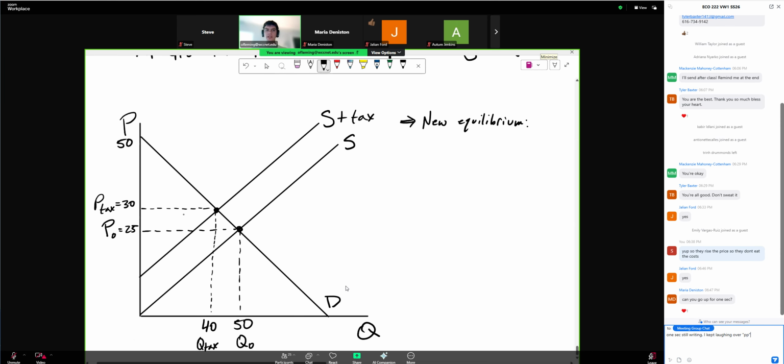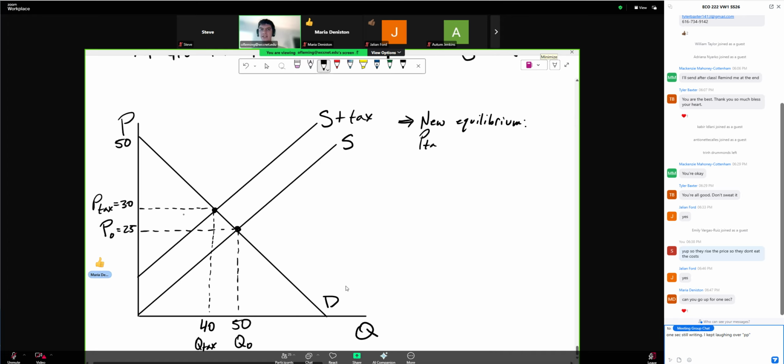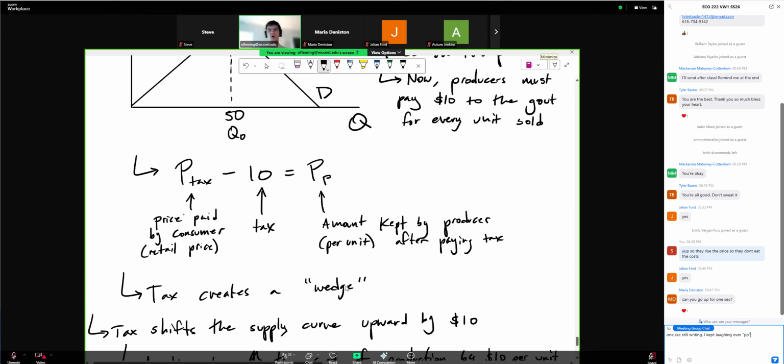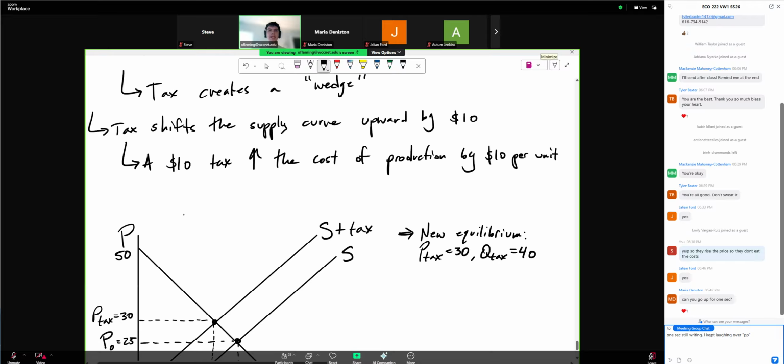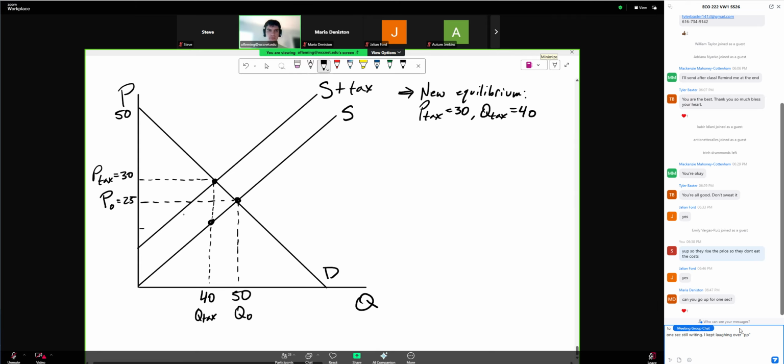Thanks, Jaylee. Okay, so the new equilibrium is going to happen where P tax is 30 and Q tax is 40. Now notice what this means: after the tax is put in place, if you go to the store and look at the price at the store, it's $30, and there are 40 units transacted in the market. But when consumers pay $30, firms do not get to keep that whole amount. They only get to keep 30 minus whatever the tax is. That's the whole point of this formula here. The amount kept by producers after paying the tax is that retail price minus the tax of $10, which means PP is going to be right here, exactly this distance of $10 down, and it is going to be 20.